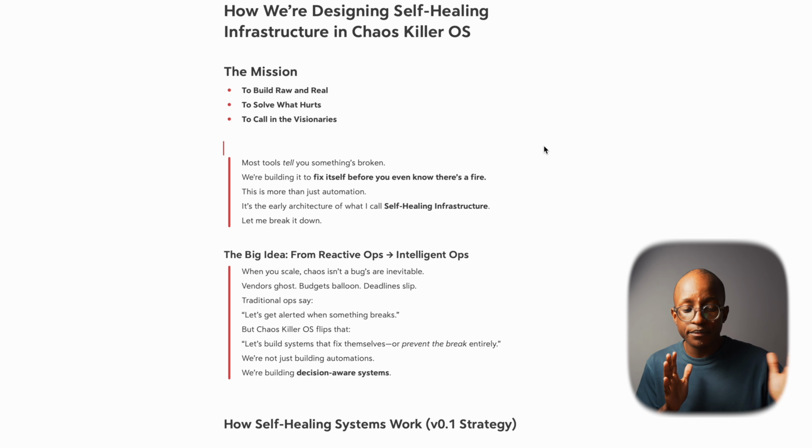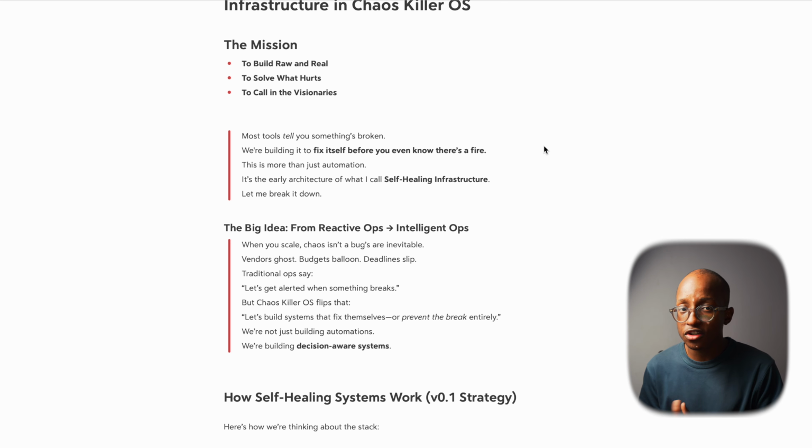Like always, the big picture, the big main idea for this is from reactive to intelligence ops. So to build that intelligence in terms of operations, we don't want to focus on reactive operations, we want to turn reactive into intelligent. How can we constantly do that? How can we think about doing this? And when you scale, chaos isn't a bug, it is inevitable. Each and every time a business scales, they're going to be facing a lot more bugs, and that is just inevitable. And how can you combat this?